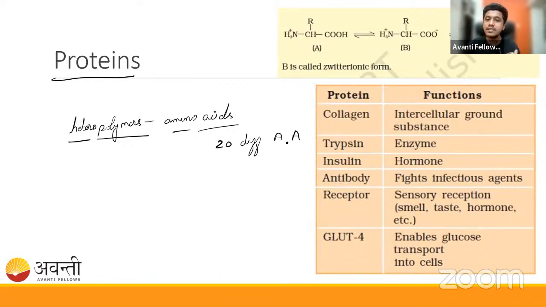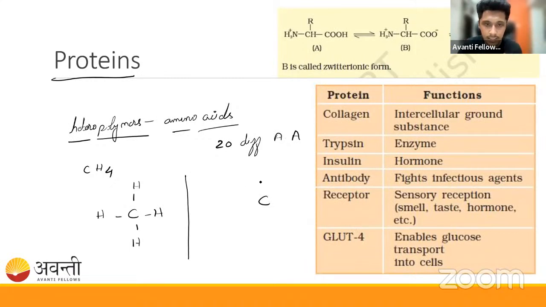So what are amino acids basically? Amino acids are very, very simple. I will give you a small hint to remember the structure of an amino acid. You know the structure of CH4, methane, isn't it? Let us draw the structure of CH4. To this structure, I will keep the carbon as it is, and I will keep one of the hydrogens as it is.